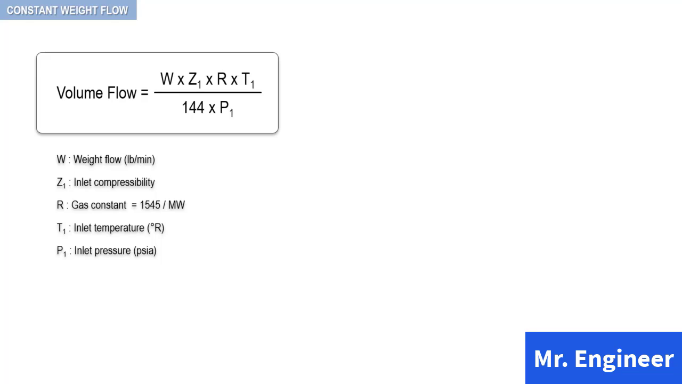Sometimes it is necessary to consider constant weight flow. We can use the performance curve to predict discharge pressure and shaft horsepower for this case. Changing the inlet conditions will affect the inlet volume flow. Because we are dealing with variable inlet volume flow, the head produced by the impeller will also vary, as seen here.